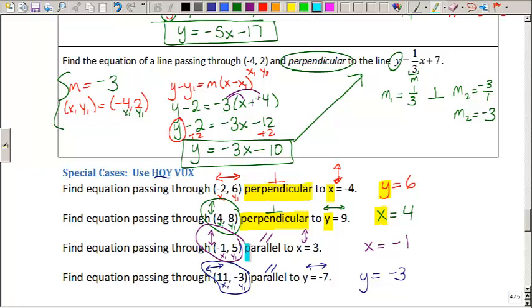Whereas on the parallel problems, my letter was x and it stayed x. My letter was y and it stayed y. Because parallel lines have the same equation, either x equals or y equals. So that's one little rule of thumb that you can use. And then you're always choosing the point from your ordered pair that you're given, using the letter that you've chosen.